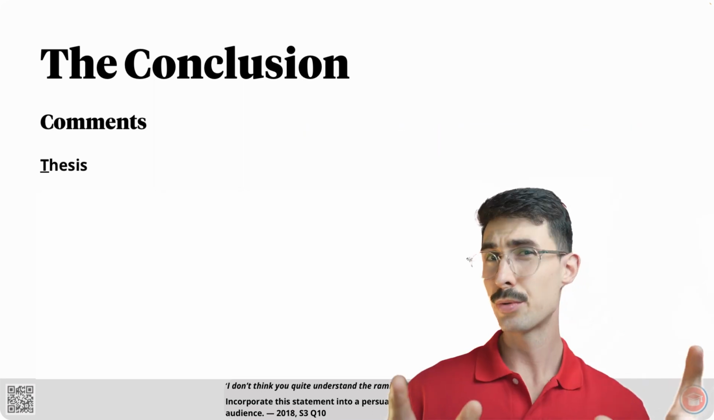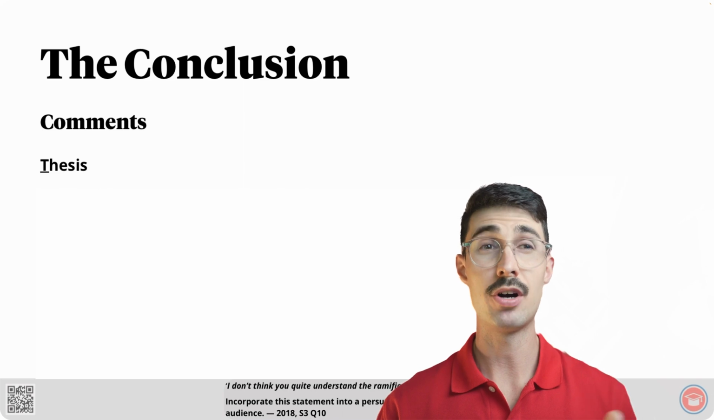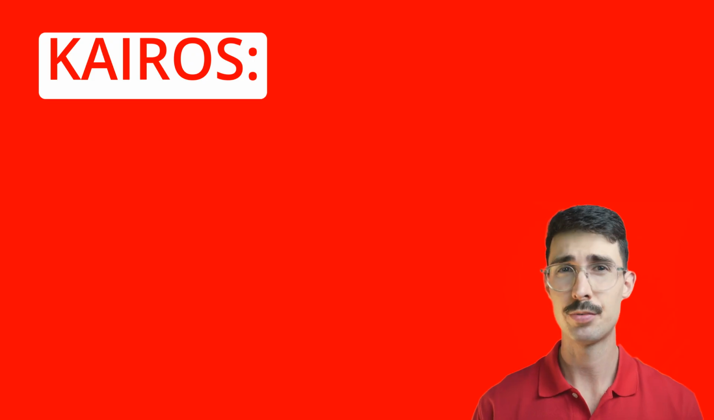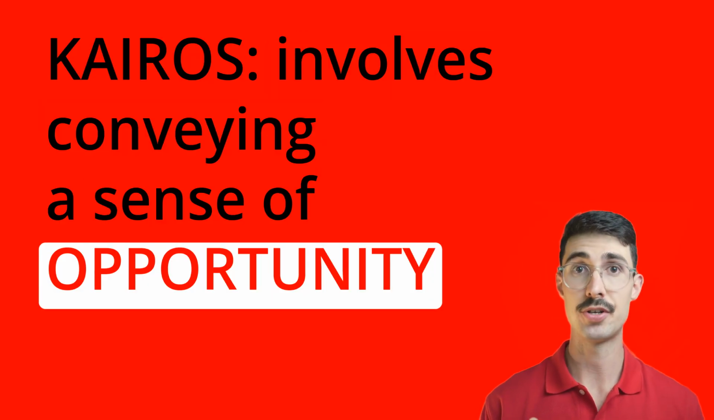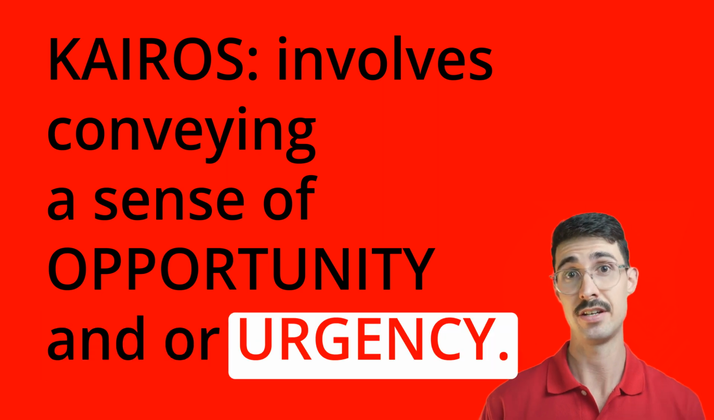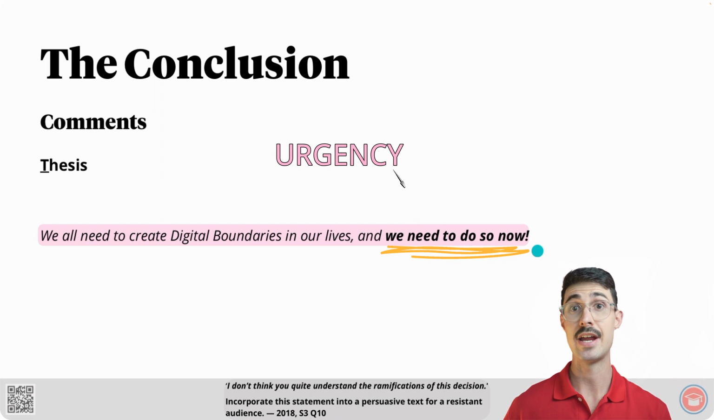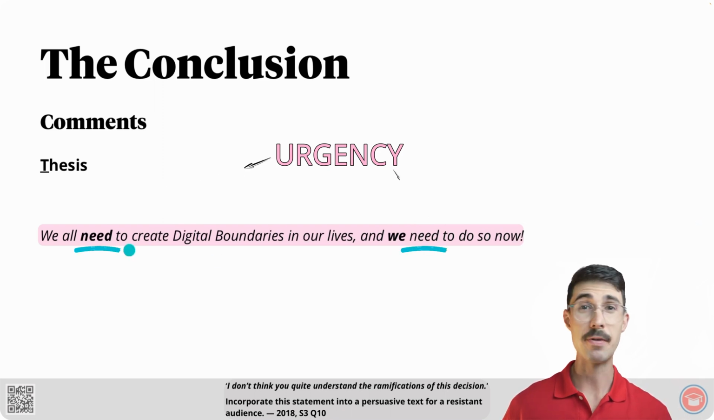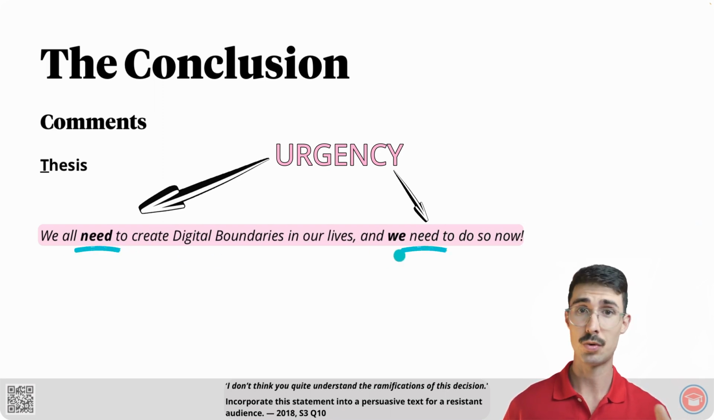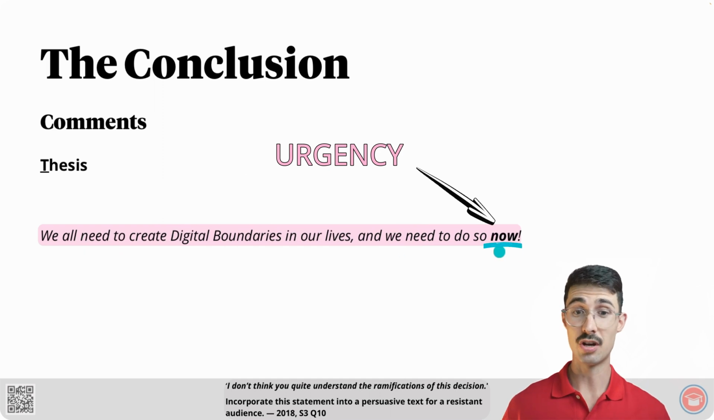Turning to another point, remember that the theme of this conclusion is kairos, which involves conveying a sense of opportunity and or urgency. I'm conveying urgency through this phrase, we need to do so now. Specifically, through the repetition of the word need twice in this sentence, the use of the word now, and the use of an exclamation point.